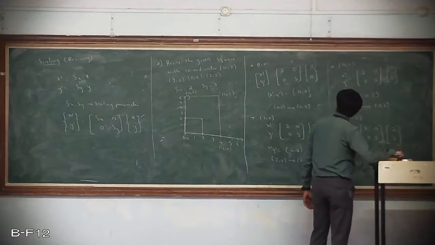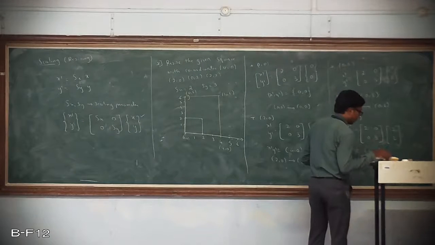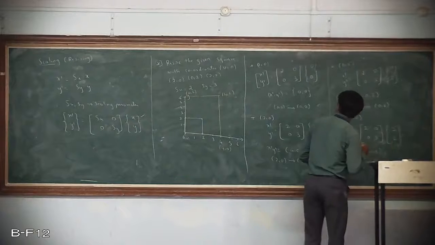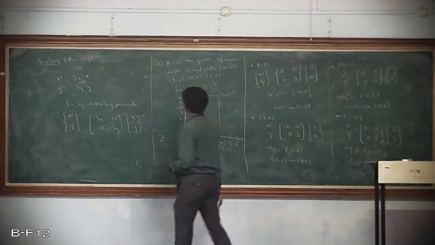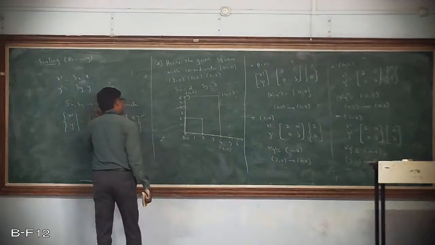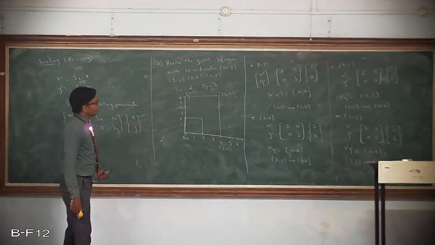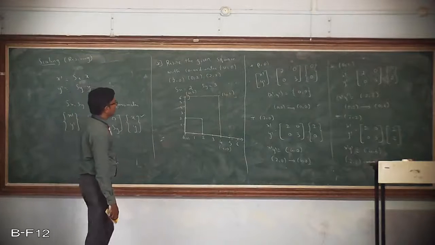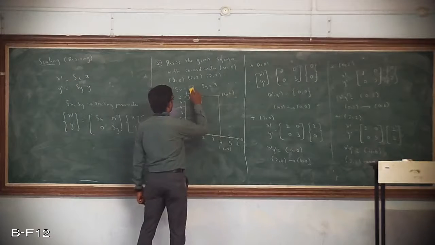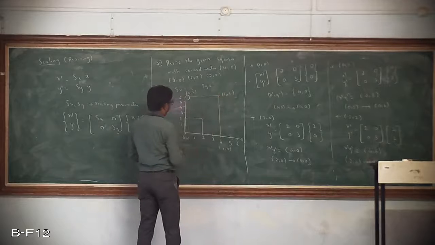So we'll take the same problem. The same square, I'll try to reduce it. The scaling, I'll try to reduce it. So I'll take the scaling factor as 0.5, 0.5.